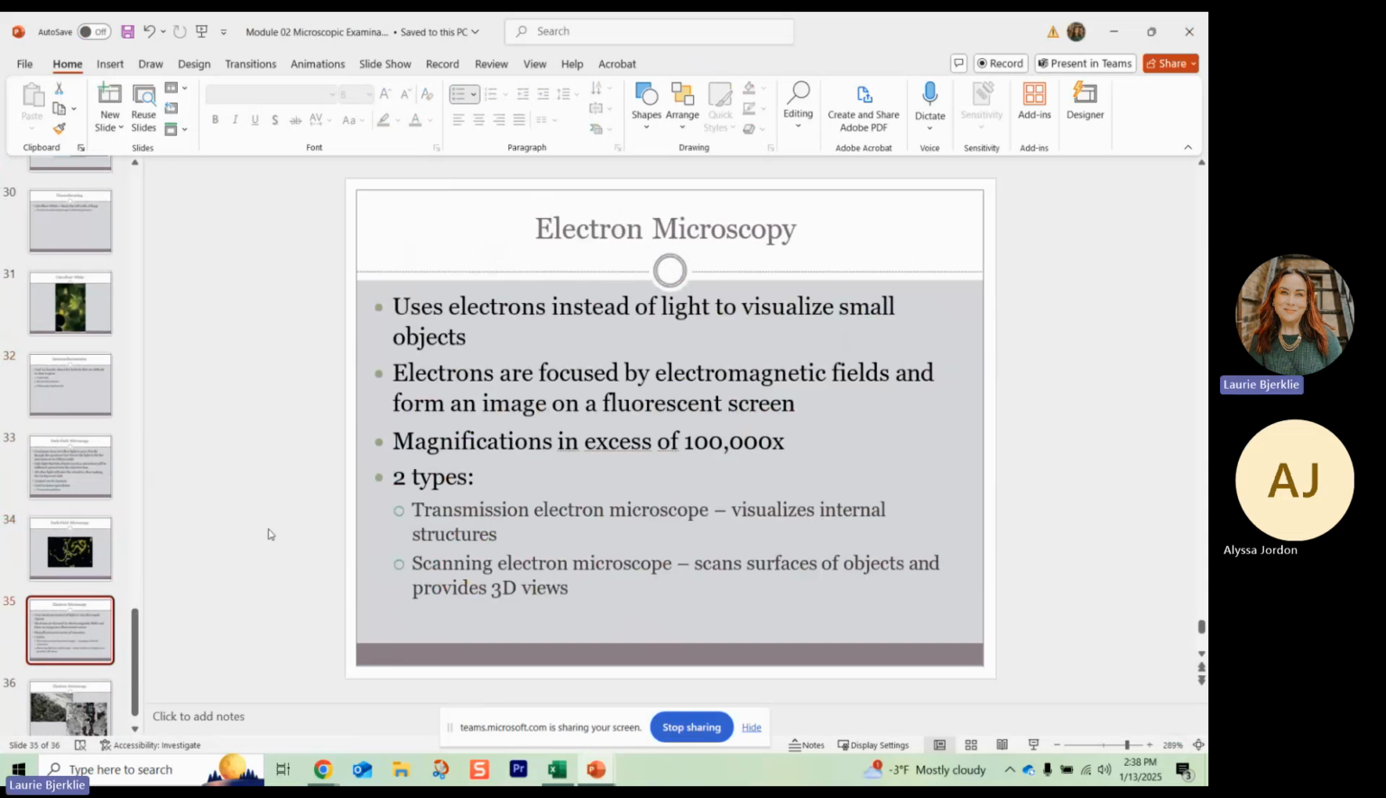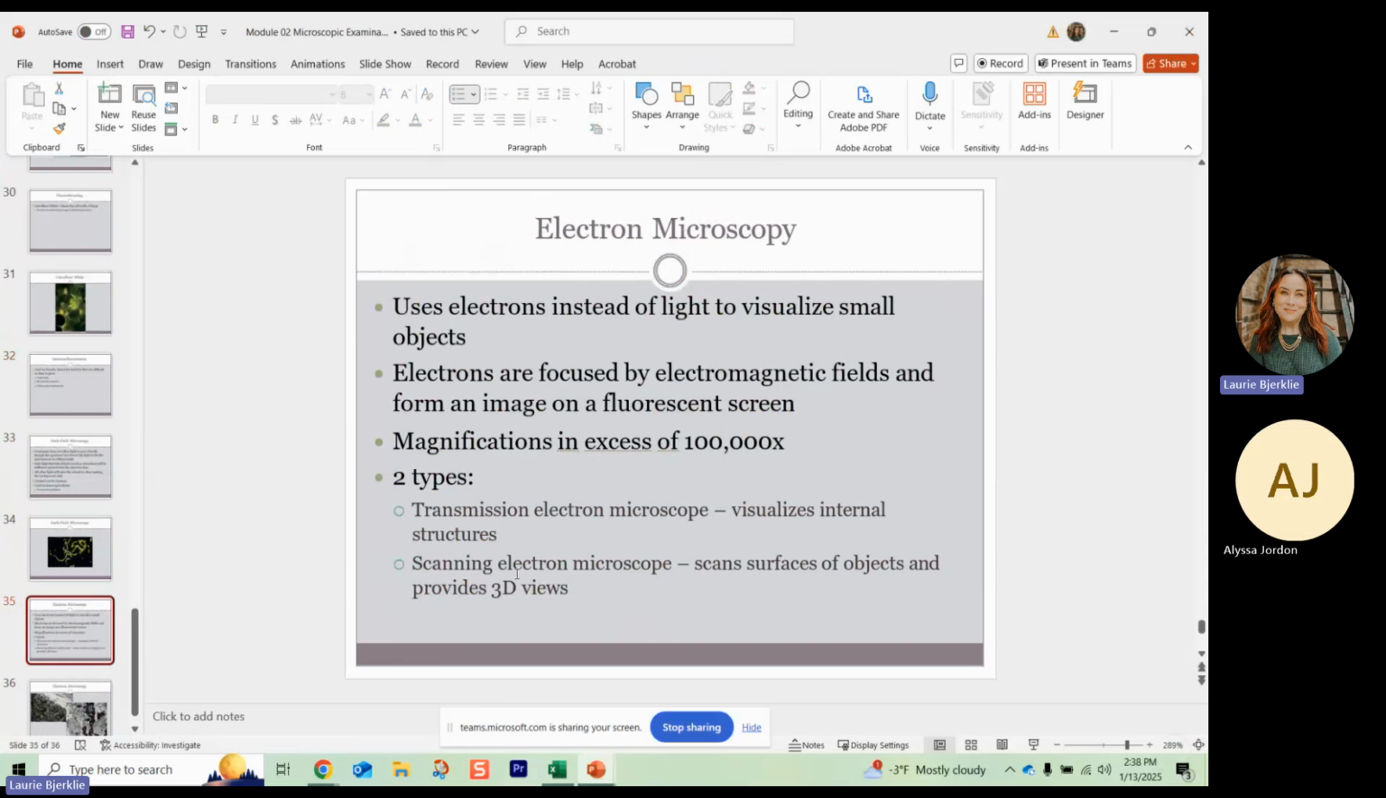All right, and then your last microscope is the electron microscope. This is used to visualize very, very tiny little objects with a magnification in excess of 100,000 times. So very, very tiny little structures. Most micro labs do not own an electron microscope. We're talking major, major labs, research things like that, that you would ever get to play with this.